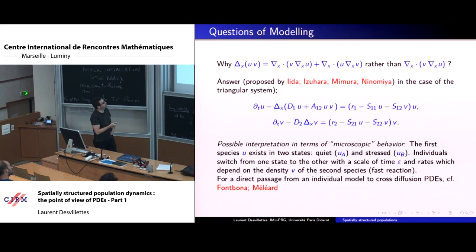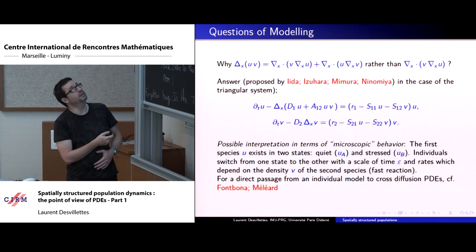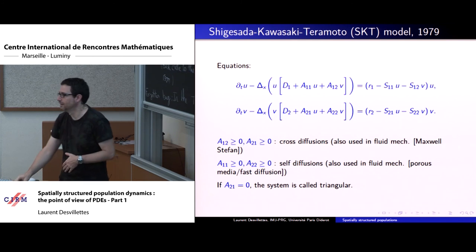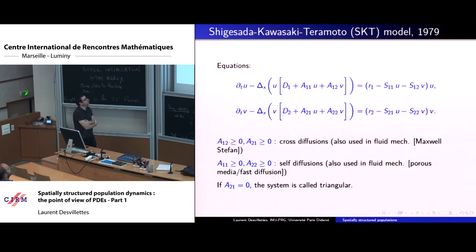And so before I show this, let me explain the answer which was proposed by the Japanese team of Shigesada, Kawasaki, and Teramoto in the late 70s. So their idea was the following. Let's start again with the Lotka-Volterra model plus diffusion. But let's now suppose that the individuals of the two species, or at least the individuals of one of the two species, are intelligent enough to realize that they should avoid somehow the individuals of the other species, because they are in competition with them.